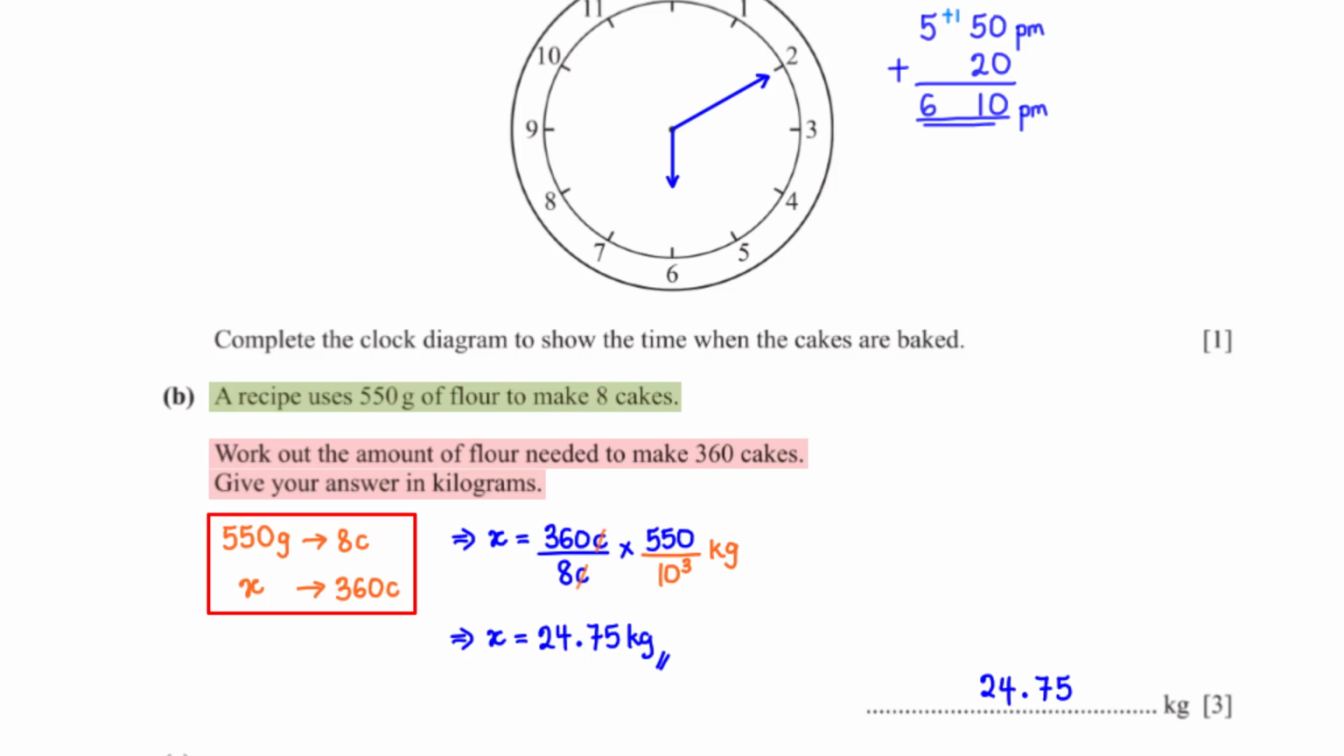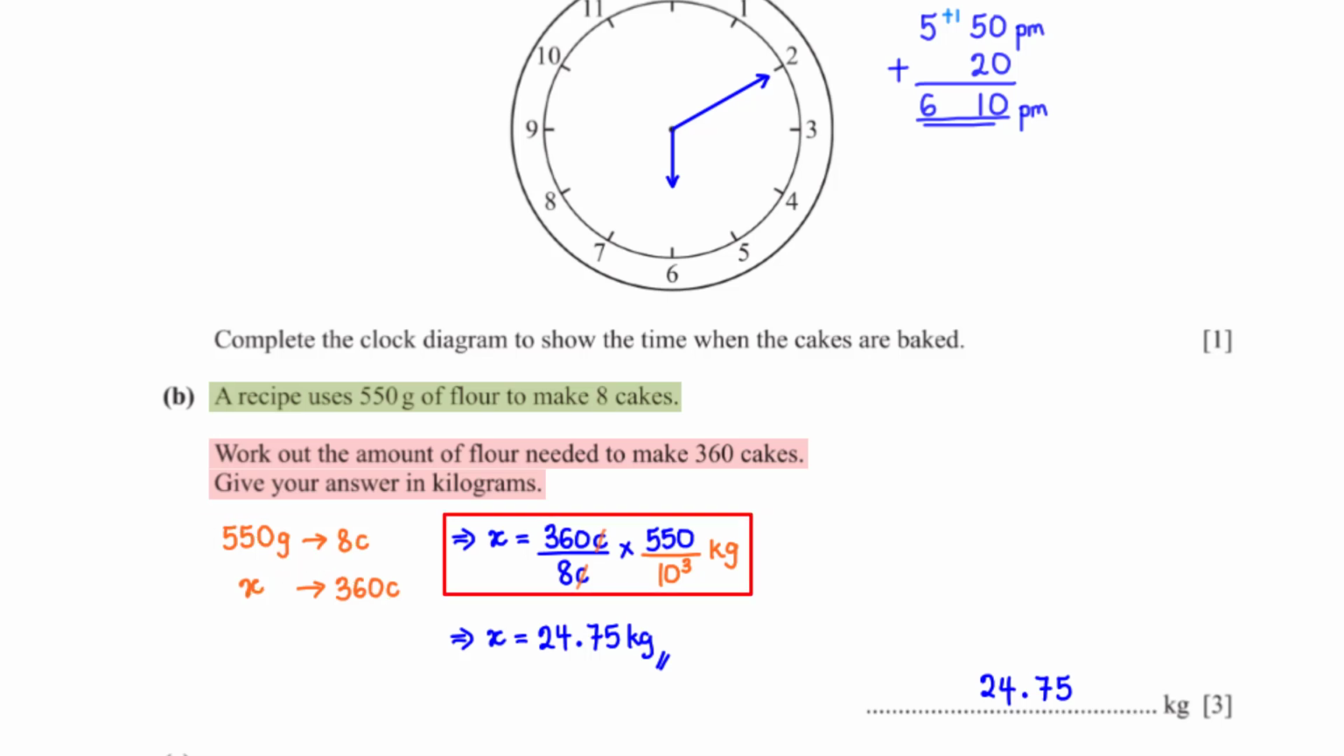This is what we are calling x. When we cross multiply and make x the subject, this is what we have. Our final answer needs to be in kilograms, so we divide by 1000 to convert it to kilograms. This gives us 24.75 kilograms.